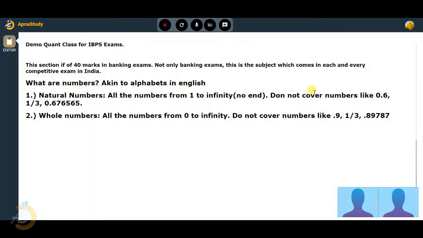So I hope you must have understood the difference between natural numbers and whole numbers. Natural numbers are related to nature, as we count, as we write natural numbers. Whole numbers are similar to natural numbers, but they include 0. So let's go on to the next number type.